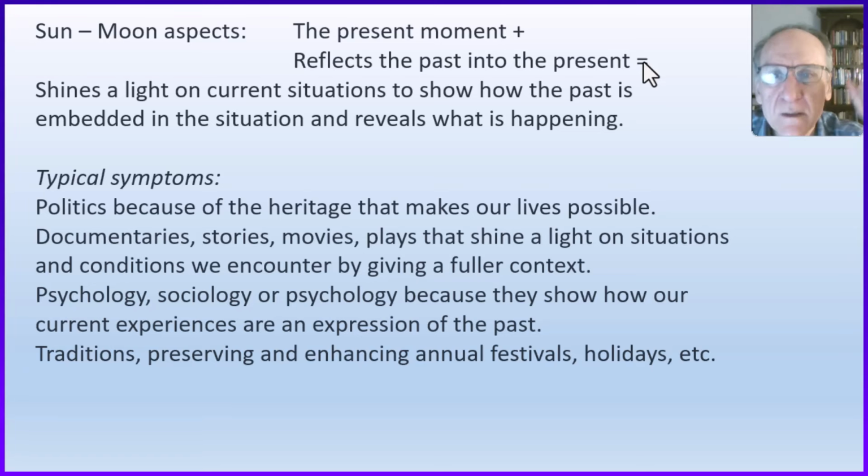Sun-moon aspects shine a light on current situations. Any situation, whatever's going on in your life, what's going on politically, what's going on at work, what's going on in your relationship, what's going on with anything. The sun is like a flashlight, or what do they say in England, torch or something? In America we call it a flashlight. It shines a light on something. And what it specifically shines a light on, it makes bright and clear in order to show how the past is embedded in the situation, how the present is really an accumulation of the past.